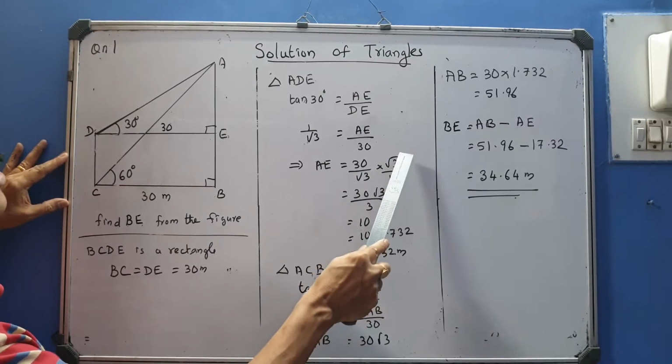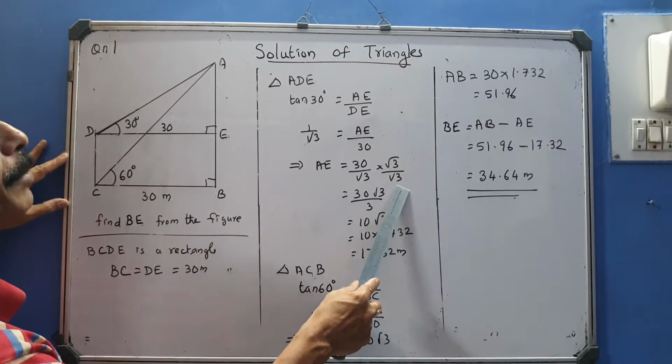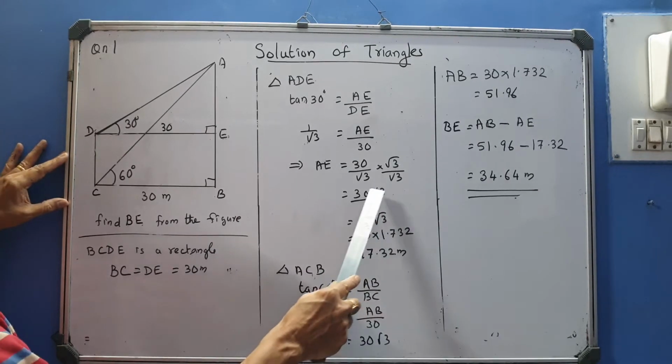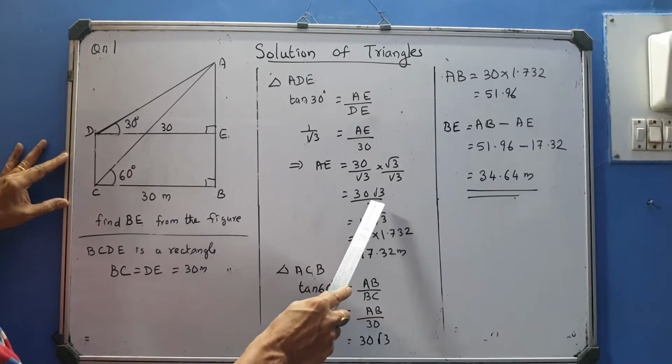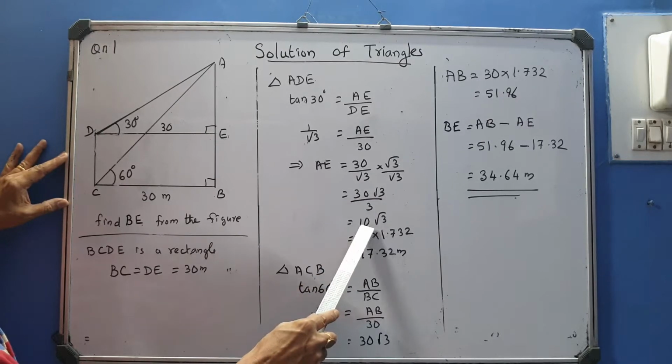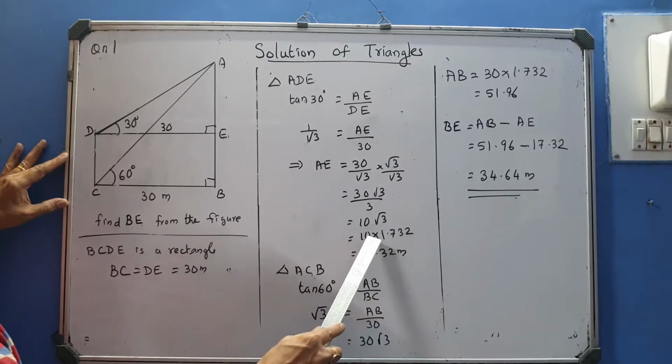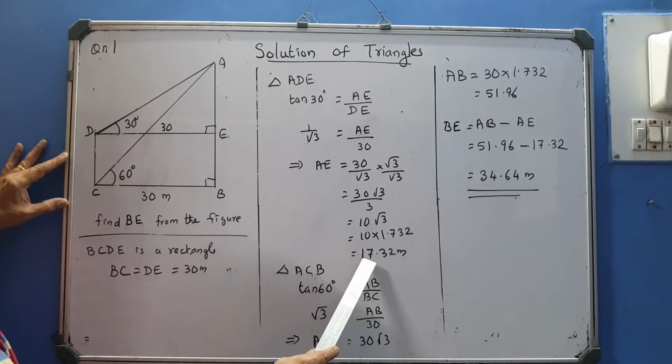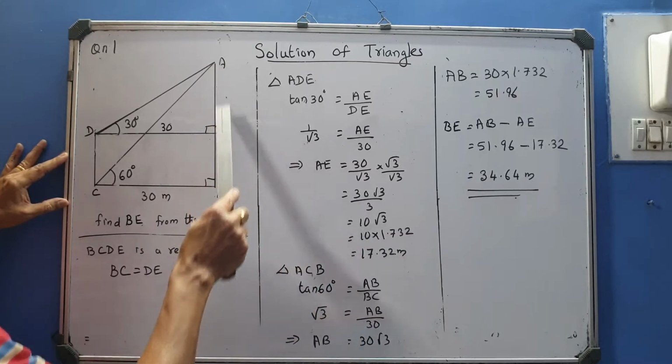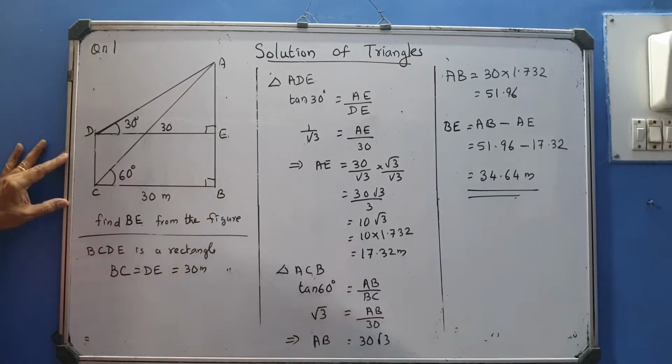Rationalize the denominator, multiply and divide by root of 3. So it becomes 30 root 3 divided by 3. 3 will cut with 30 giving you 10. 10 into root of 3, which is 10 into 1.732. So 17.32. So we got AE, 17.32.